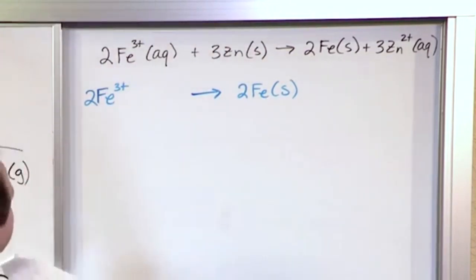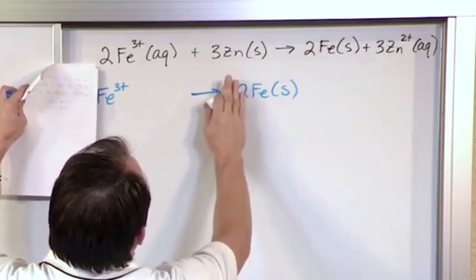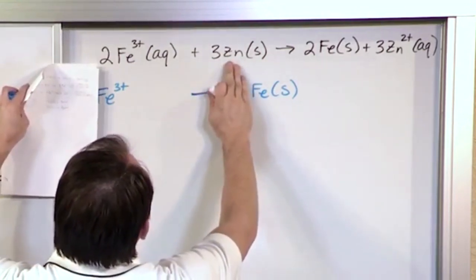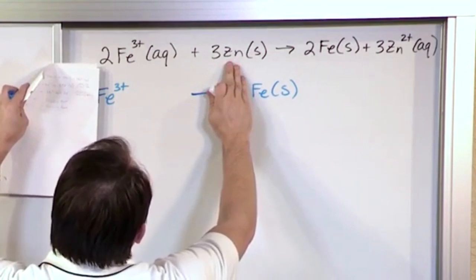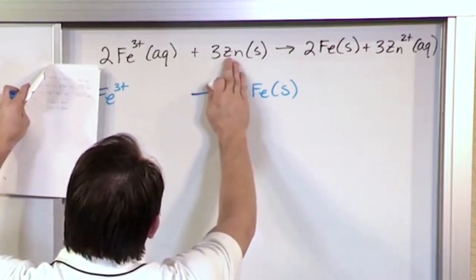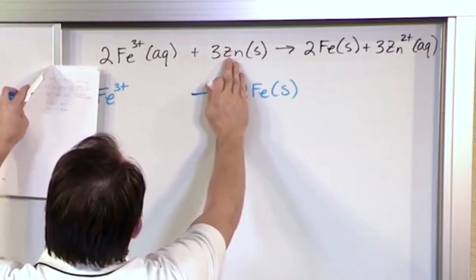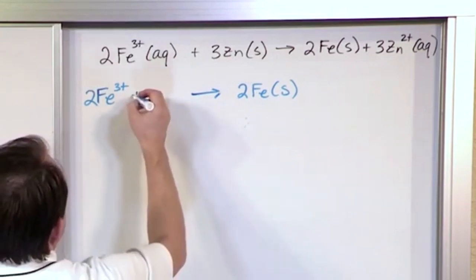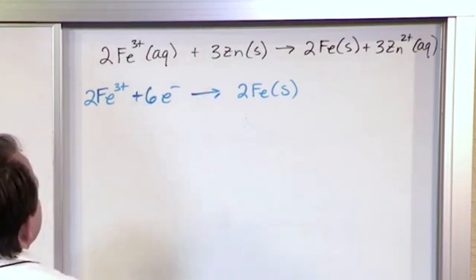So let me ask you a question. If the 2's weren't here at all, if I covered them up, and I'm going from +3 to neutral, how many electrons do you think it would take? Well, it would take 3 electrons to pile in here to make it neutral. But I don't have 1 iron ion. I have 2 of them. So instead of 3 electrons, it's actually going to take 6 electrons to do this.